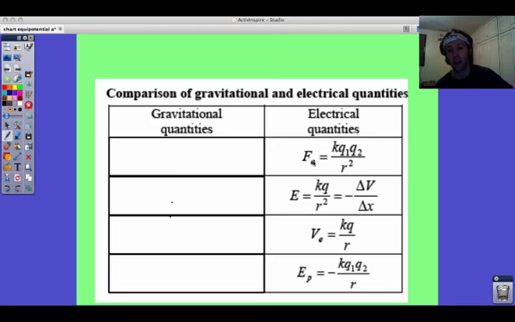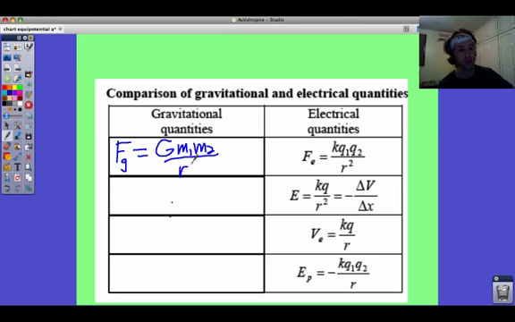Let's compare all of these electrostatic equations to their gravitational counterparts. Let's say that we have the force due to electrostatics here. With gravity, you also have force due to gravity. Instead of this K, you've got big G. Instead of these charges, you've got masses. And just like over here, with distance squared, same here. Now this is in newtons. This is also measured in newtons.